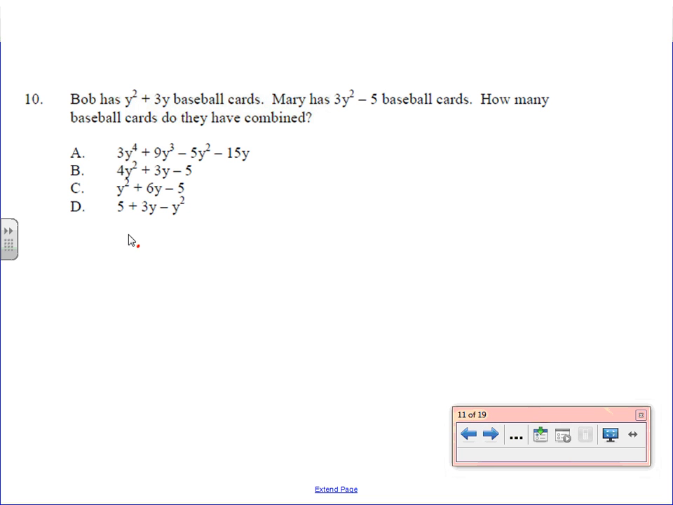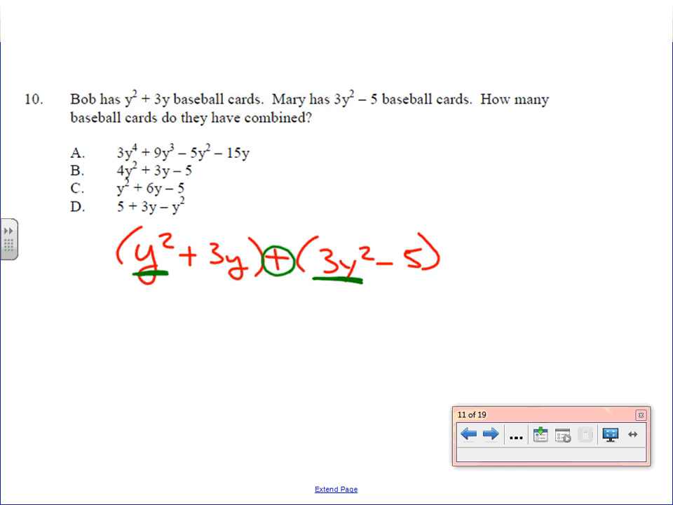We're going to take Bob's cards, and we're going to add that with Mary's cards. So this right here happens to be just like number 1. We're going to add them together. I know we're adding. Here's the operation. Now, only add things that are alike. Okay, so I'm going to add this y squared with this y squared. So 1y squared plus 3y squared would give us 4y squared. We're adding, so don't touch the exponents.